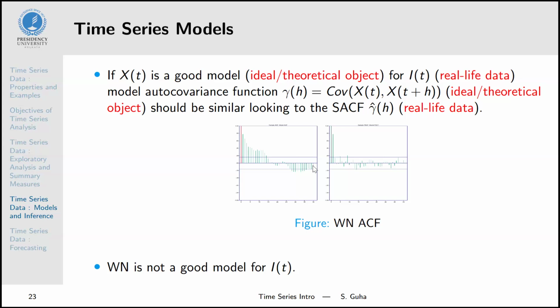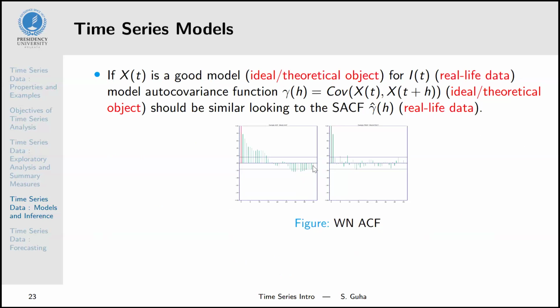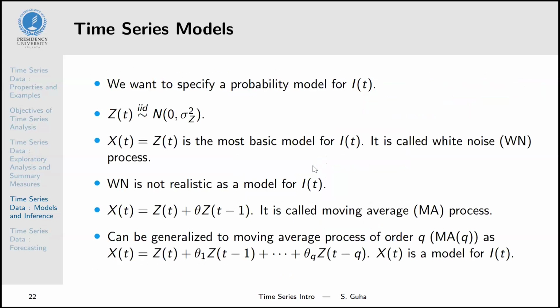So this model that I have talked about previously has a name. This is called the white noise model or white noise process. Now, as is evident from this picture, the white noise model is not a good model for the irregular component. White noise is not realistic. So suppose these Zt are IID and I'm just trying to use this Zt as a model for this It, then it is not going to work, as we can see from the picture.